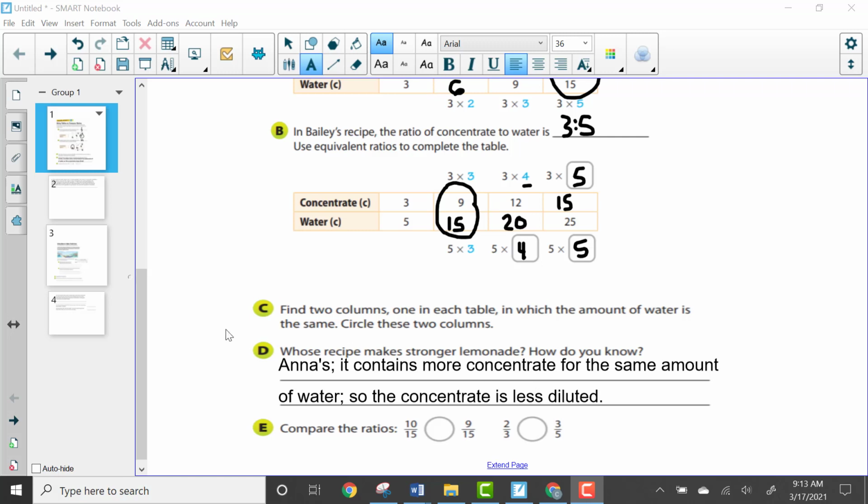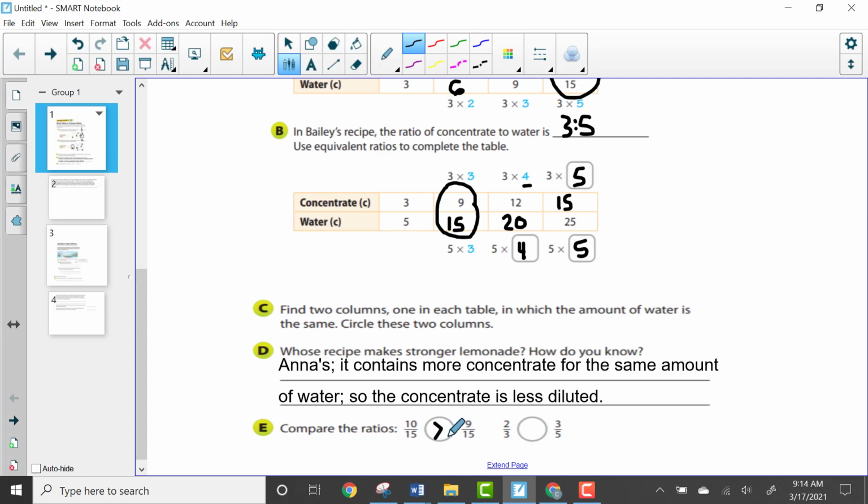All right, now for letter E, compare the ratios. We have 10 to 15 and 9 to 15. Whenever we have the same term here, see which one has the greater term. So 10, you can see, is greater than 9. Therefore, 10 to 15 would be the greater ratio. Or even think about it as fractions. Whenever you have the same denominator, you just take a look at the numerator and see whichever one's greater that way.